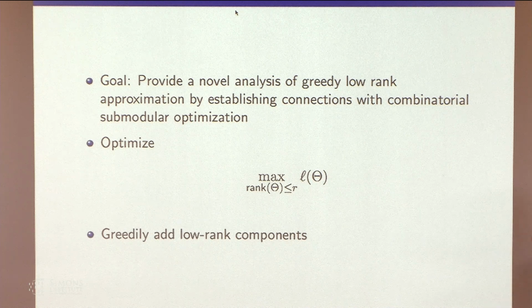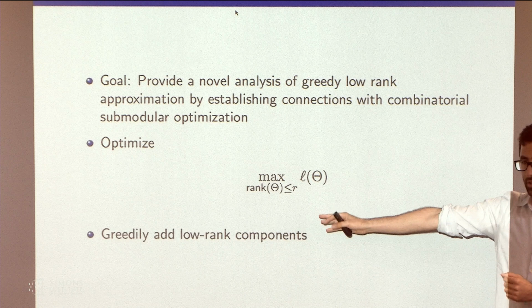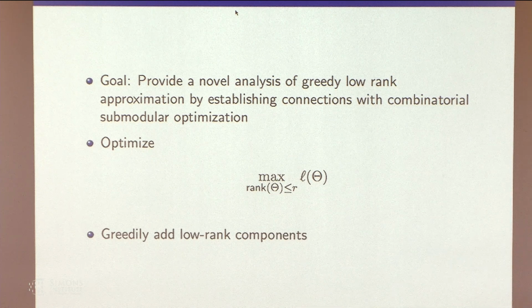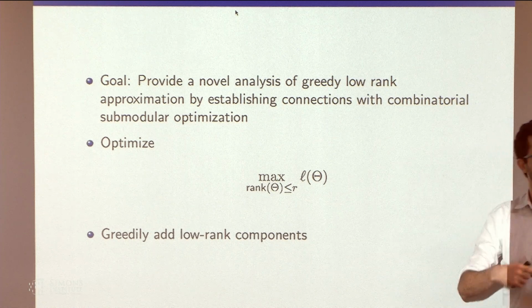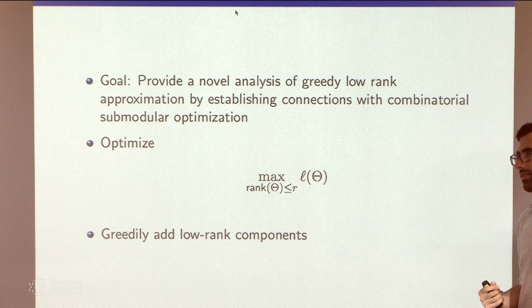And so what we want to do is maximize some function, L of theta, subject to the non-convex constraint that theta has bounded rank. Our method of doing this will be to just greedily add rank 1 components in every iteration. So at every iteration, we'll have some theta k. We want to figure out what's the right rank 1 component to add, and then just add that.